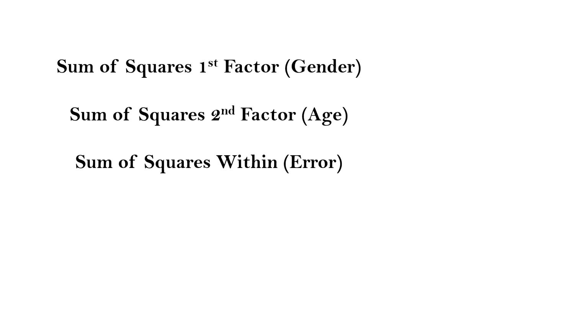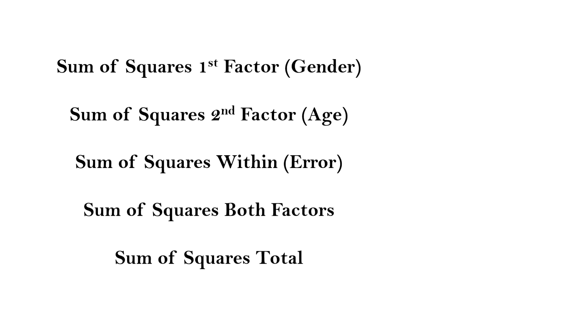And we're now moving on to calculating the two-way ANOVA. To calculate the two-way ANOVA, we must first start with our sum of squares. We have 4: the sum of squares of the first factor, the sum of squares of the second factor, the sum of squares within, the sum of squares of both factors, and the total sum of squares. So, take a look at the given table.